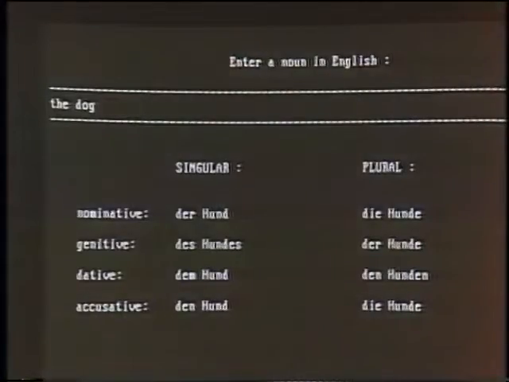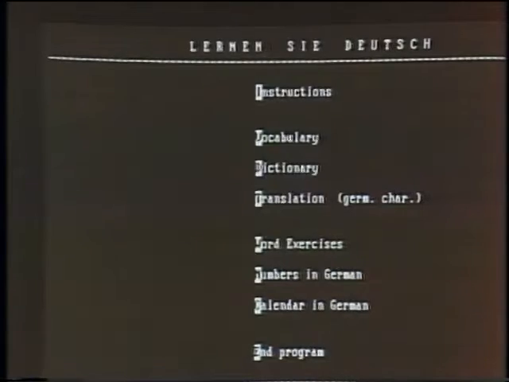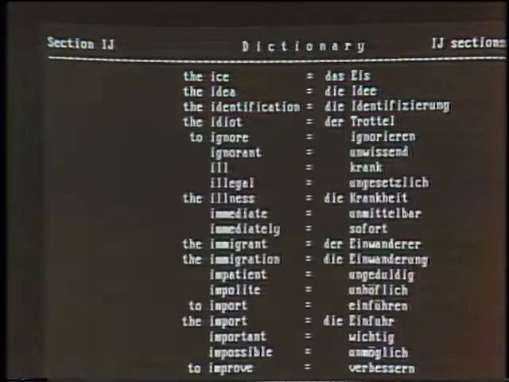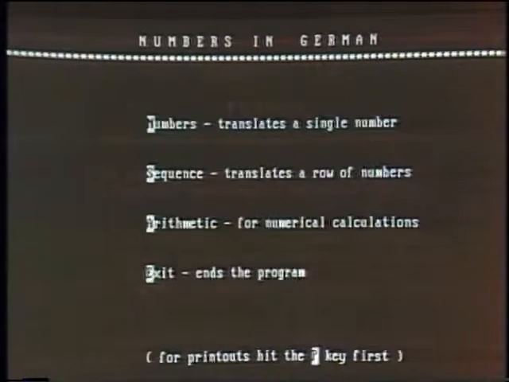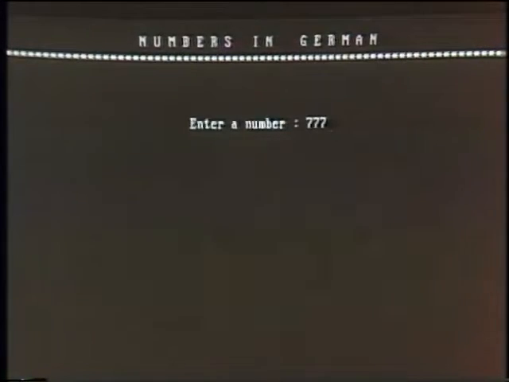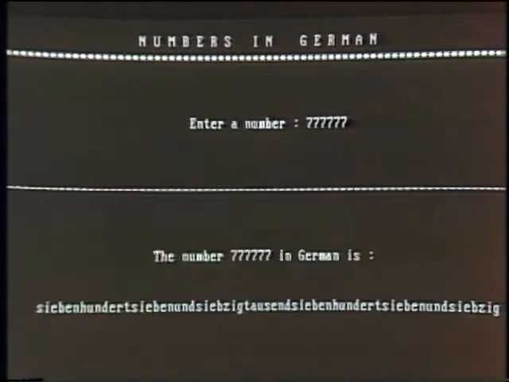You have the dog. In English, we only have possessive and objective case, and here we have four cases: nominative, genitive, dative, and accusative. Another part of the program, of course, is a dictionary. You can use it as a dictionary. Let's select J. It gives you IJ sections combined, the I's, the idea. And numbers is very interesting because numbers are compound numbers in German. Let's take a number like 777,777. It's always fascinating. Whoa. That's one German number.